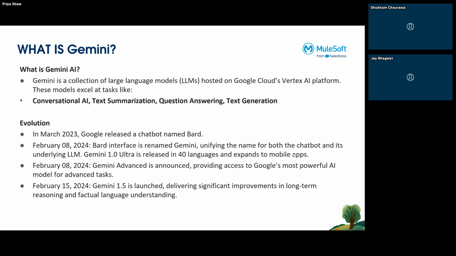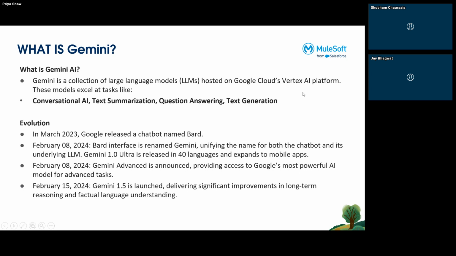First, we need to know that it is a Google generative AI chatbot, and it is trained on a large language model, LLM. It is capable of performing a lot of tasks. As you can see, it can act as a chatbot, summarize your text, answer your questions, and help in text generation. This Gemini AI is built and hosted on top of the Cloud Vertex AI platform.